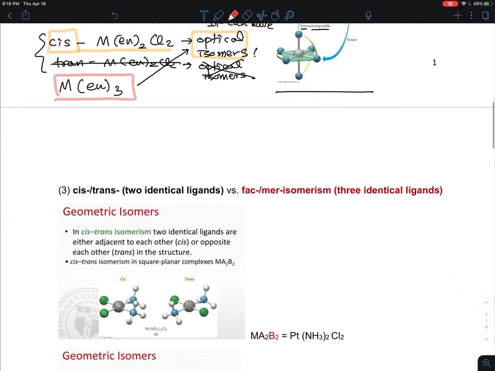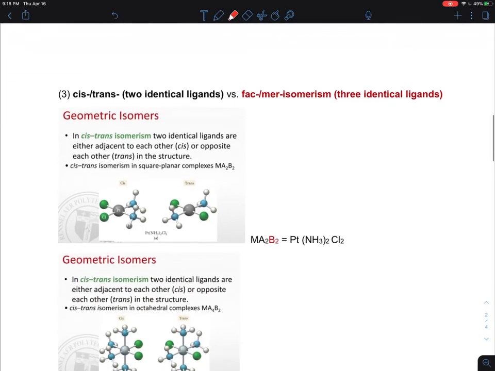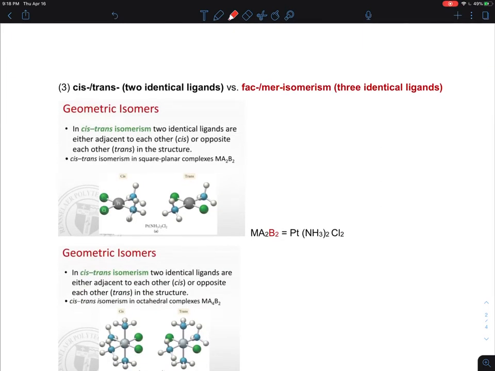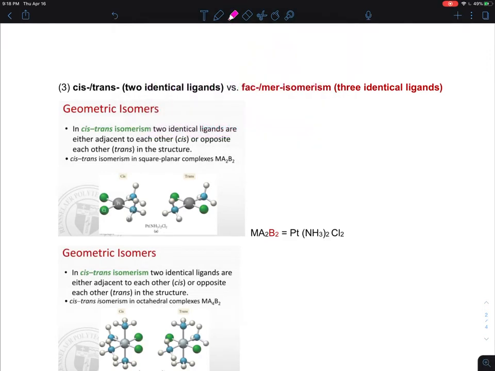So I will continue solving part B, focusing more on the isomer part. This is the part where I'm now going into what I call the geometric isomers. So these are all, in a big sense, geometric isomers.